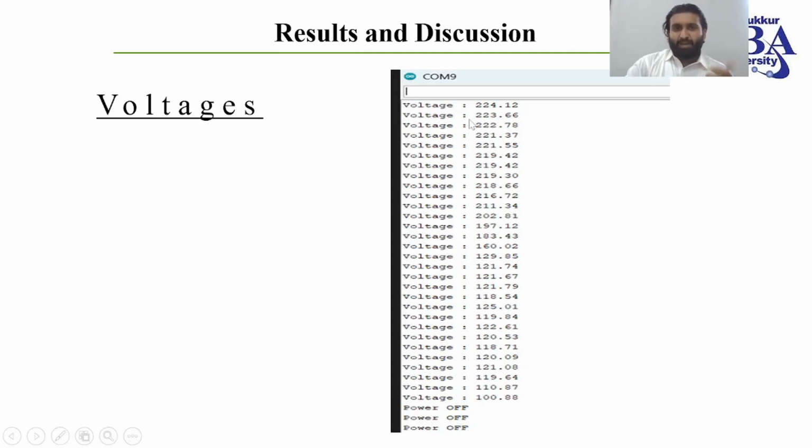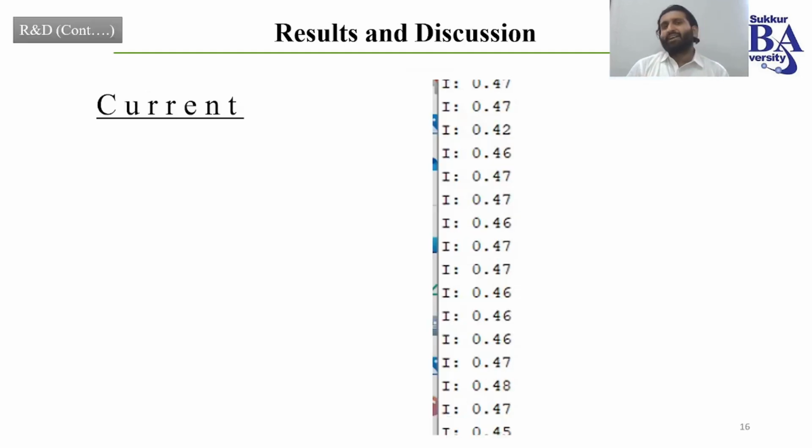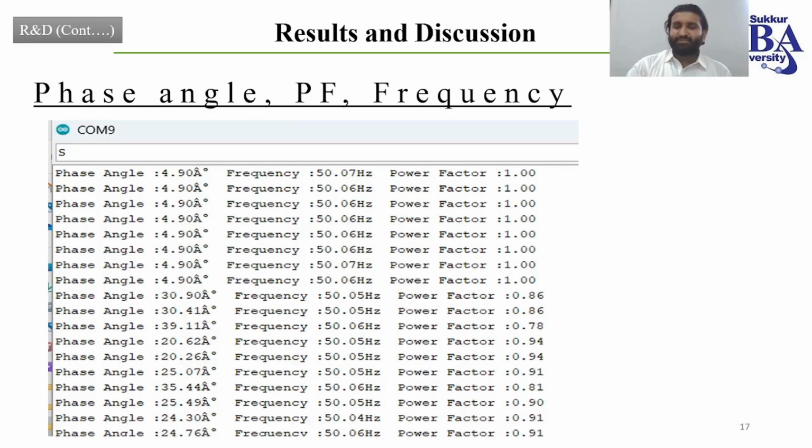These are the results, the voltages. In the starting, when we apply voltage, it's 224, which is normal in our houses when there is a single phase. Then when we start decreasing voltage, it decreases from 224 to 223, 222, 221, and later on we decrease it till 100 volts, and then power off. These are the results of current measurement. Here the current is 0.47 ampere, 0.42, 0.46, and it's continuously varying.